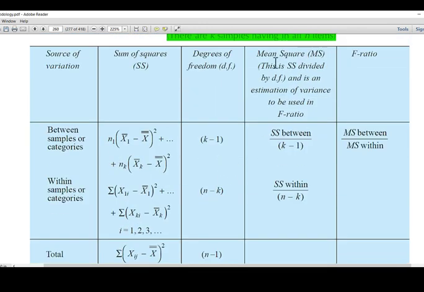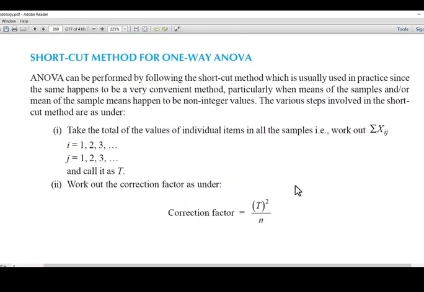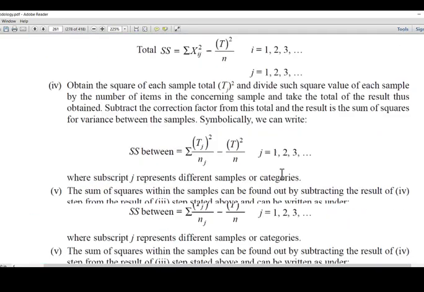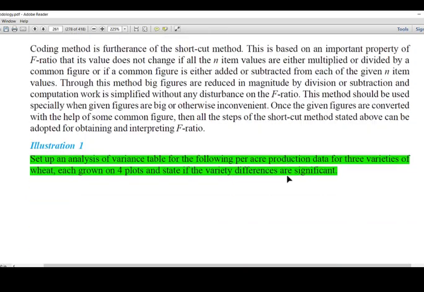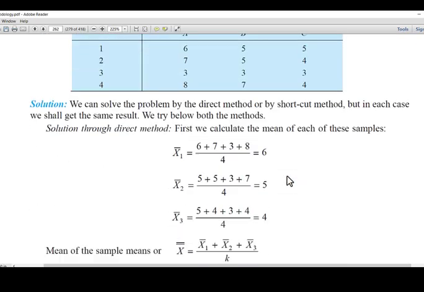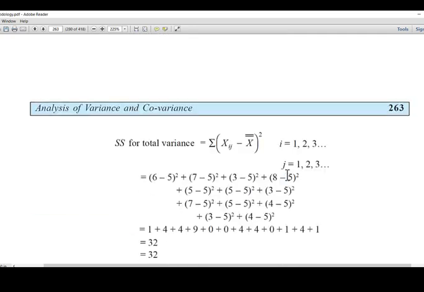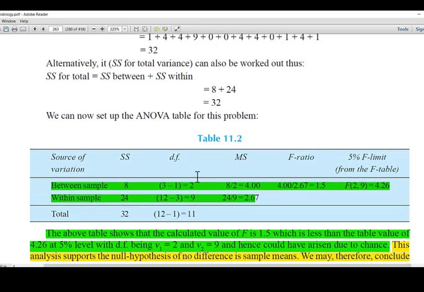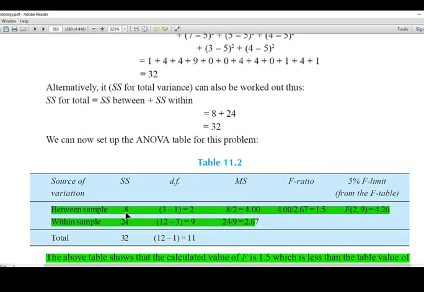Mean square values, how to do it. Here it is already tabulated. So following that procedure, we are now setting up the ANOVA table. Between samples, SS between is 8, SS within is 24, and SS total is 32, as we have seen here.